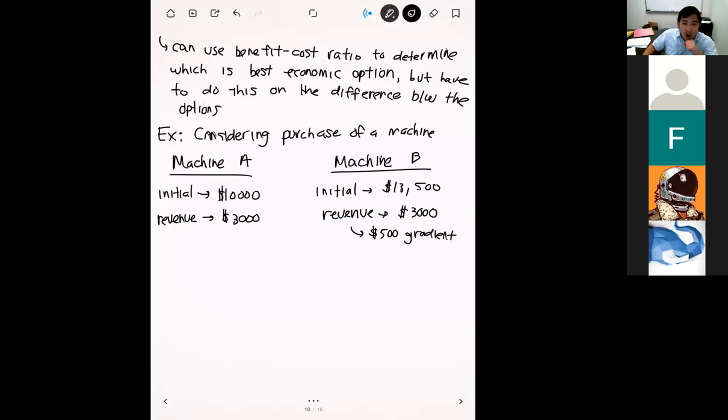If we assume an interest rate of 7%, and we assume an analysis period of 5 years, in this case we're going to use benefit cost ratio to determine which machine we should buy.